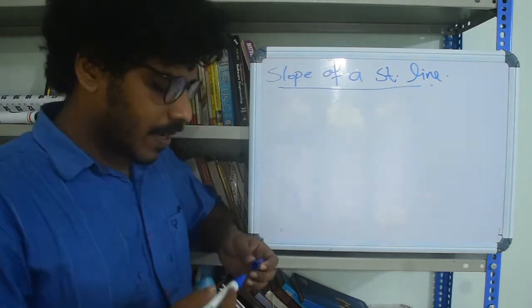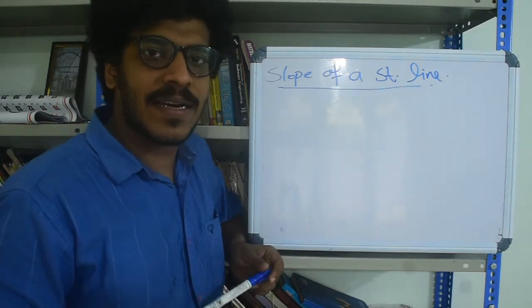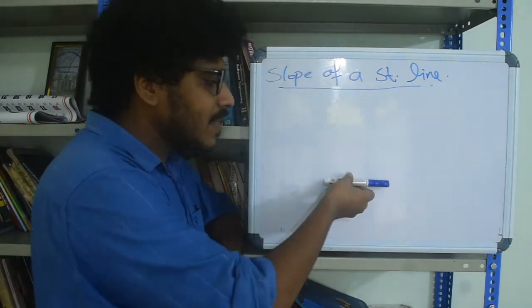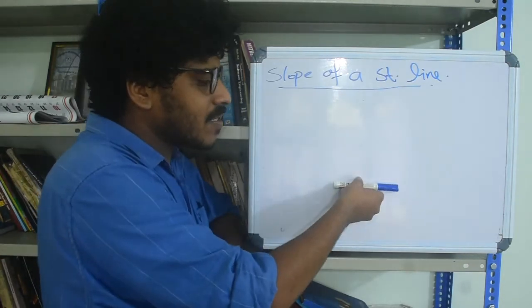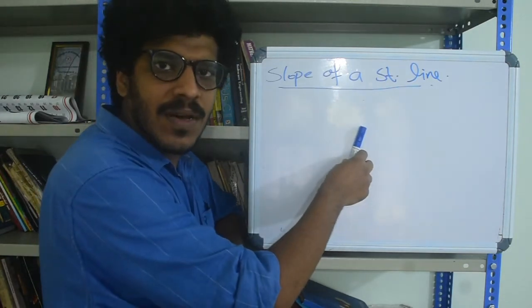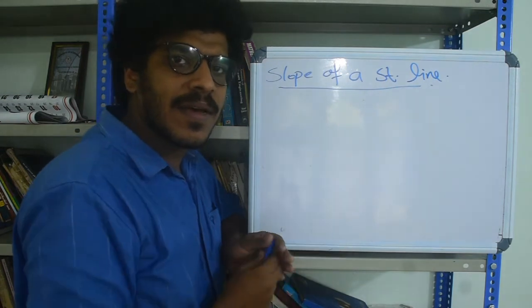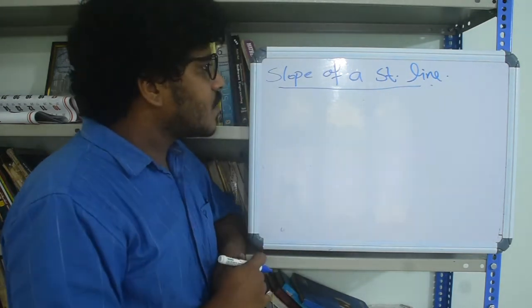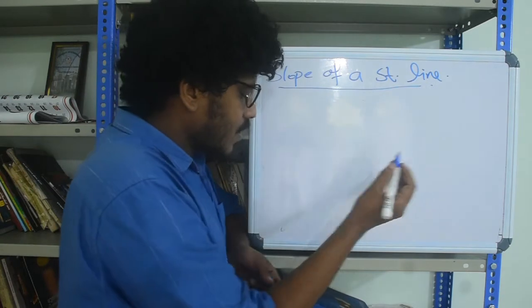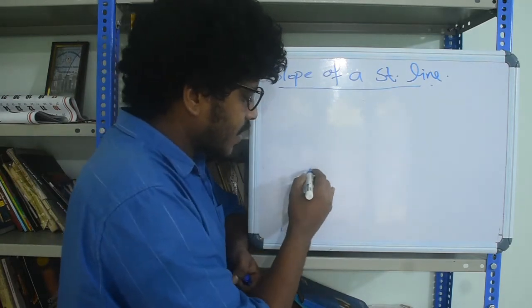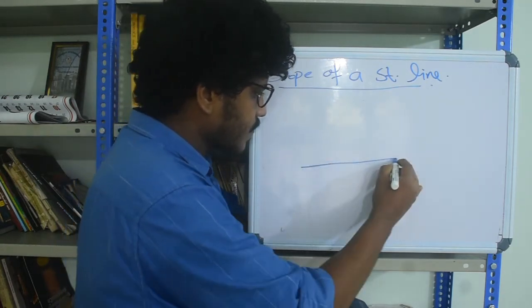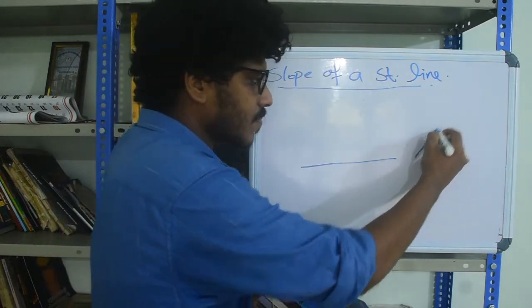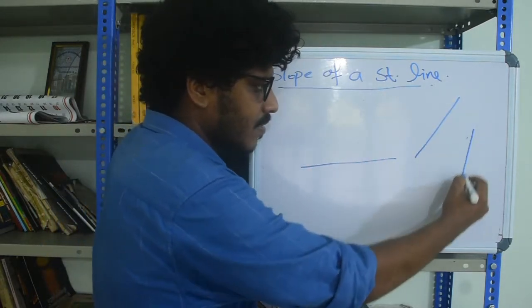So what do we mean by the slope of a straight line? As we have explained earlier, slope actually measures how inclined it is, or how steep it is. So consider two straight lines for the sake of comparison. This one, and say this one.